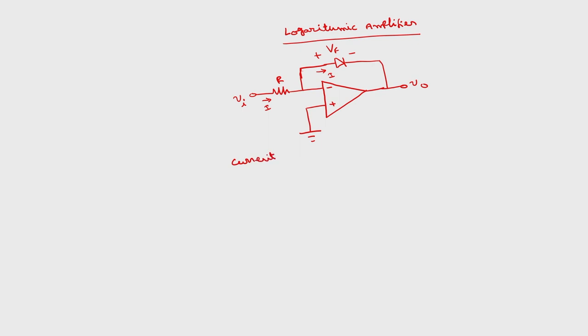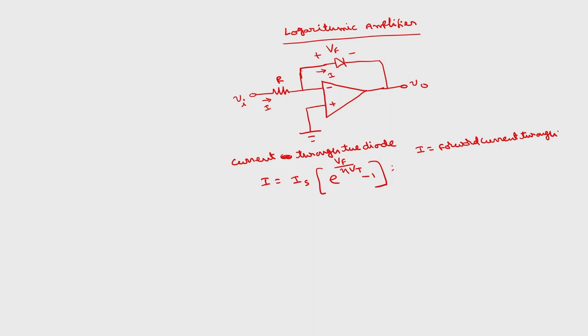You might have studied this diode in your semiconductor device course. So the current through the diode is given by I is equal to Is into e to the power of Vf by eta Vt minus 1. This is the standard diode current expression, where I is the forward current through the diode, and Vf is the forward voltage across the diode.